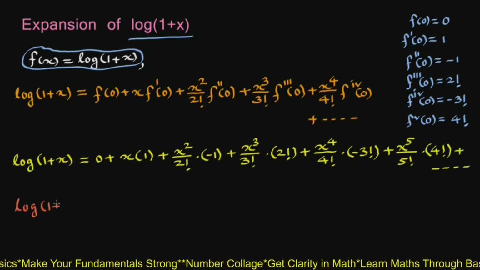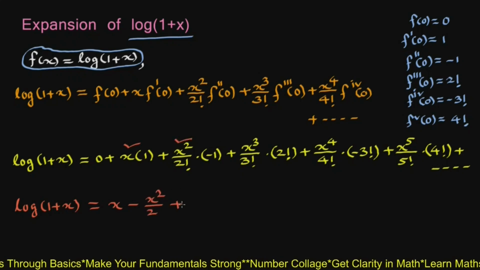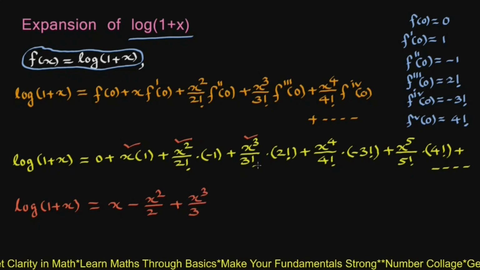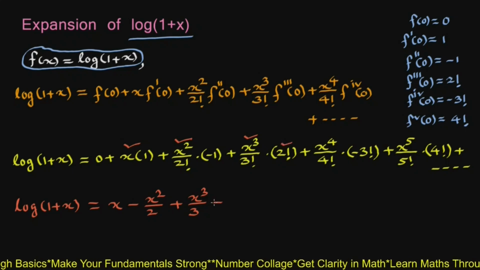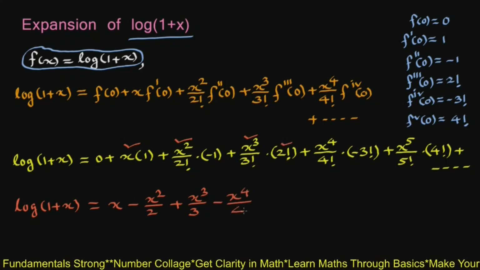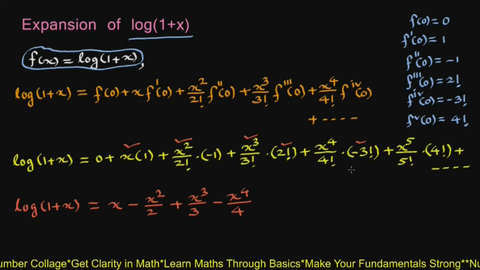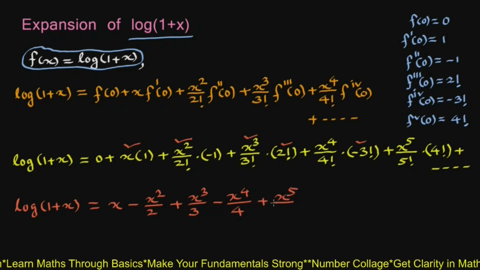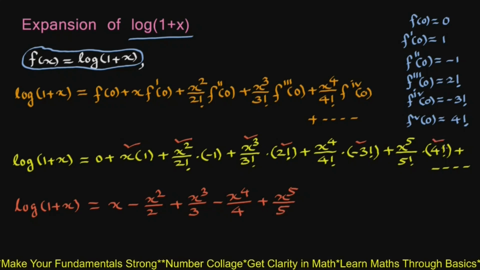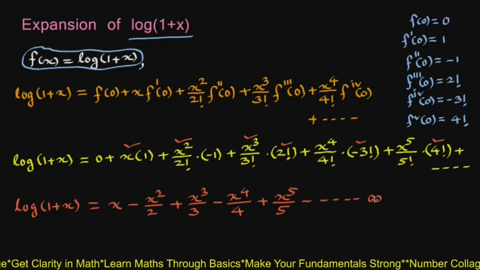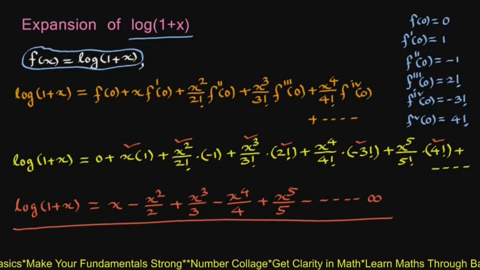That will be log(1 + x) equals x minus x²/2 plus x³/3, because 2 factorial of the 3 factorial will cancel with this 2 factorial, minus x⁴/4, because 3 factorial of this 4 factorial will cancel with this 3 factorial, plus x⁵/5, because 4 factorial of 5 factorial will cancel with this 4 factorial, minus so and so forth up to infinity. So this is the expansion of log(1 + x) by using Maclaurin's series.